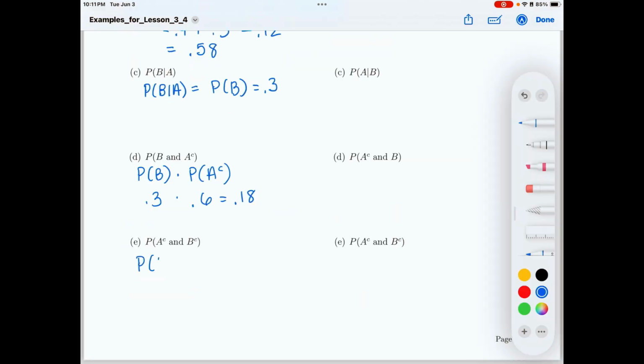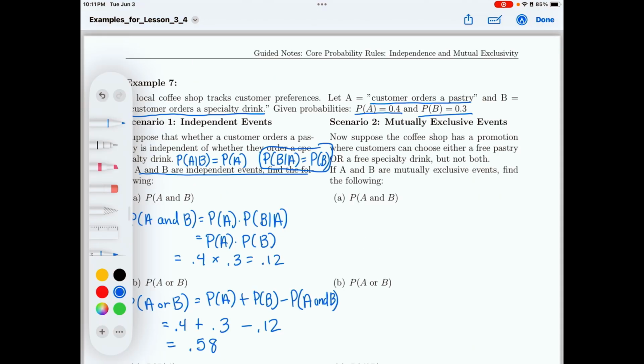Now, for part E, we have the probability of A complement and B complement. So we're going to take the probability of A complement times the probability of B complement. When I multiply those together, I get 0.6 times 0.7, because the probability of B is 0.3, so the complement is going to be 0.7. So when I multiply those together, my answer is going to be 0.42.